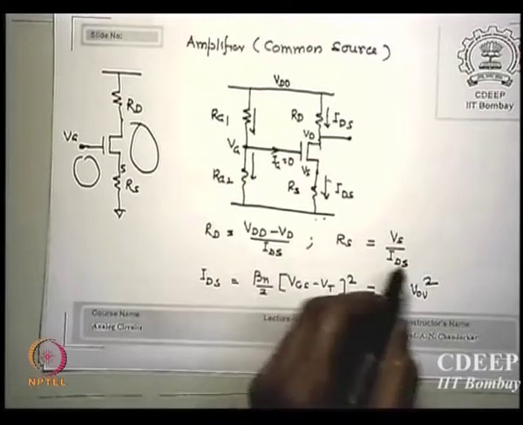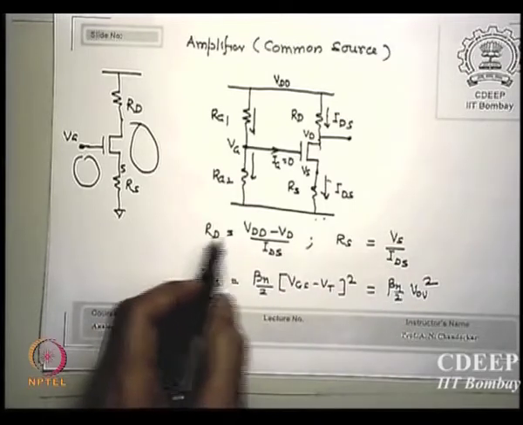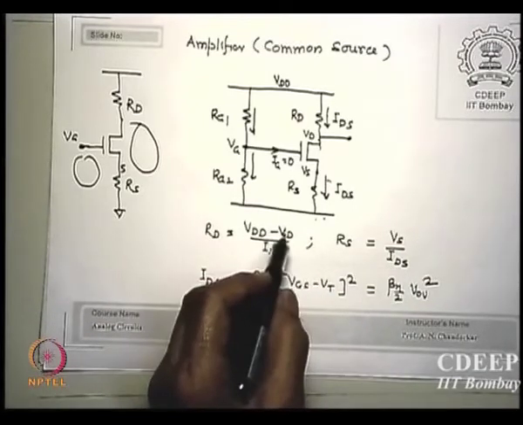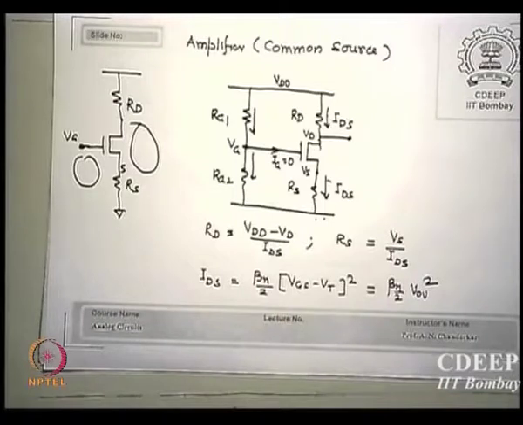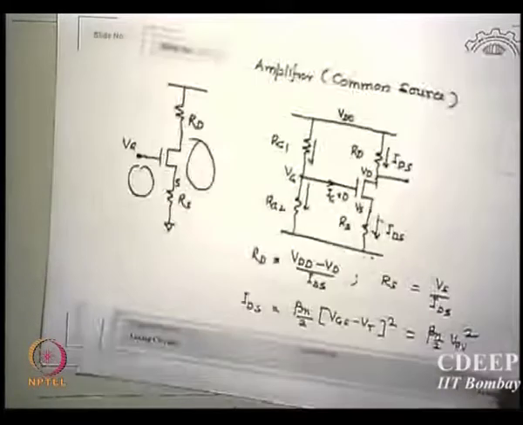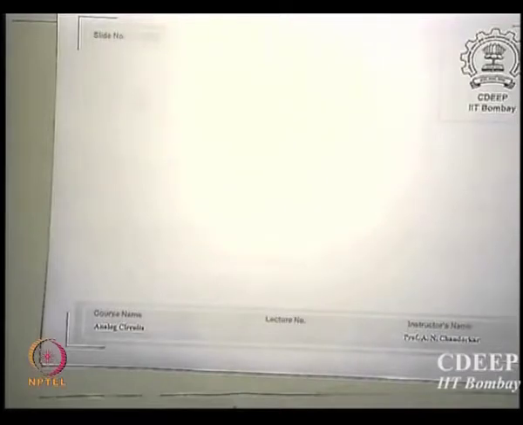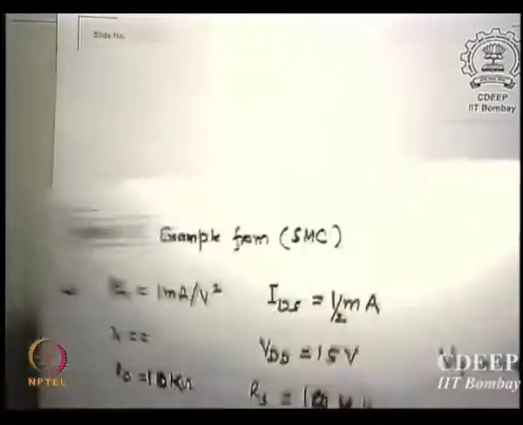I know this, and if I am not given this, I must be given VD or VS. If I am given the values of RD and RS, I will be able to get VD and VS. Okay, so let us do some calculations. An example given from Sedra Smith and me.